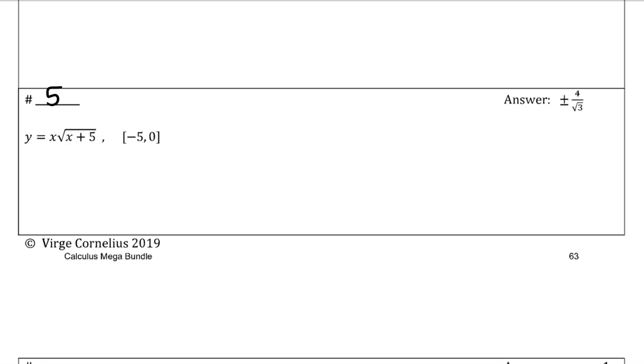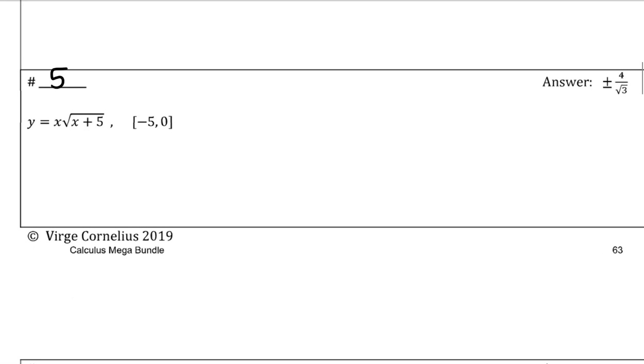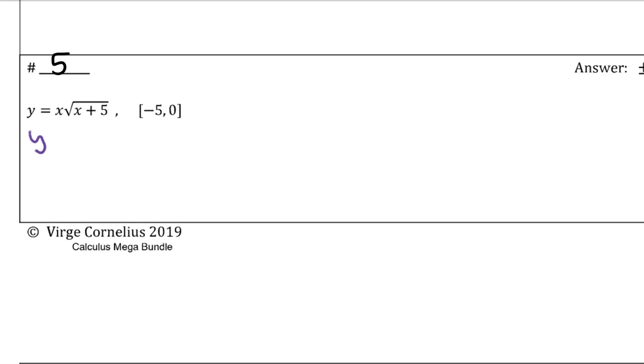Okay, so question 5 wants us to figure out what x values, or what value of c, same thing, where the mean value theorem guarantees that the average rate of change equals the instantaneous rate of change. So instantaneous rate of change is going to be derivative. This derivative is certainly a little bit harder because you're going to have to do product rule here.